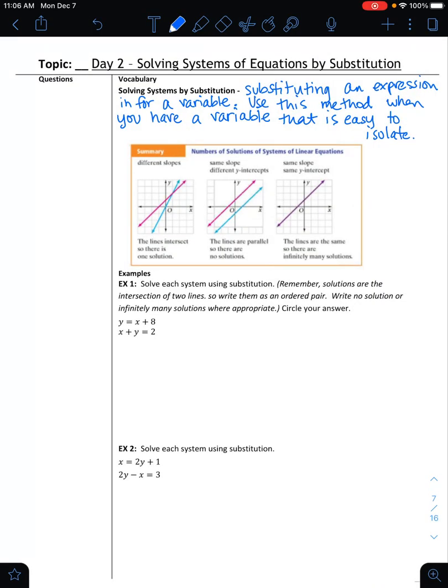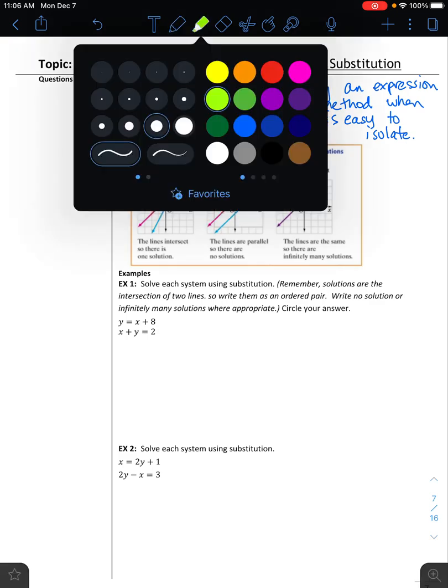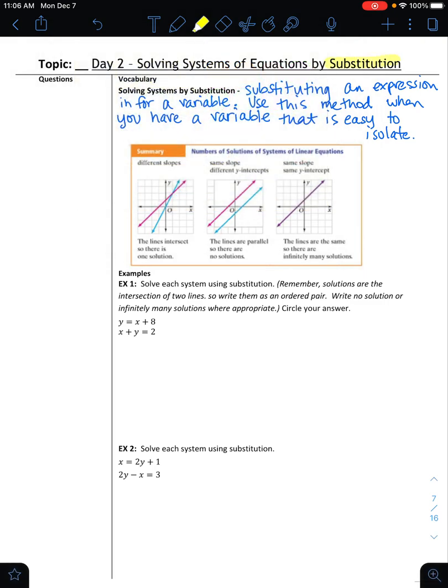Right, today we are going to move on to day 2. We are going to solve systems of equations by substitution. Okay, so that's going to be our new method. In the first section we were graphing them to find a solution. Today we are going to do what's called substitution.